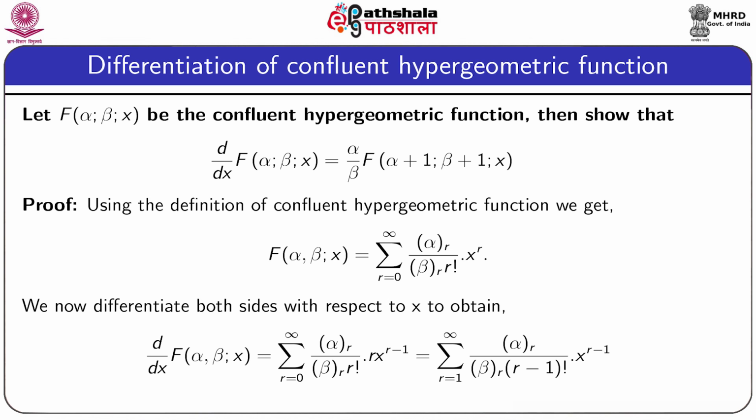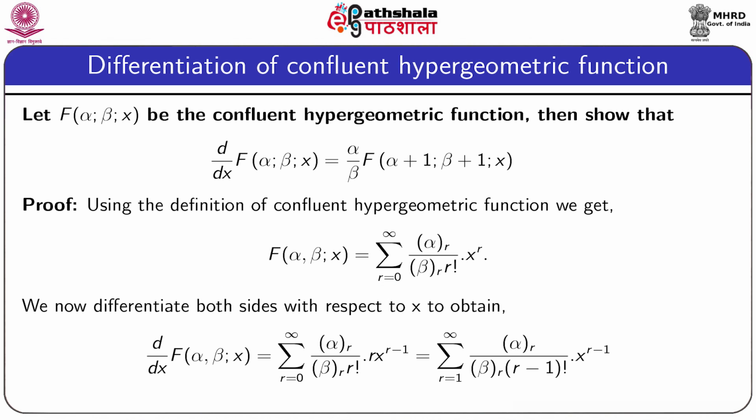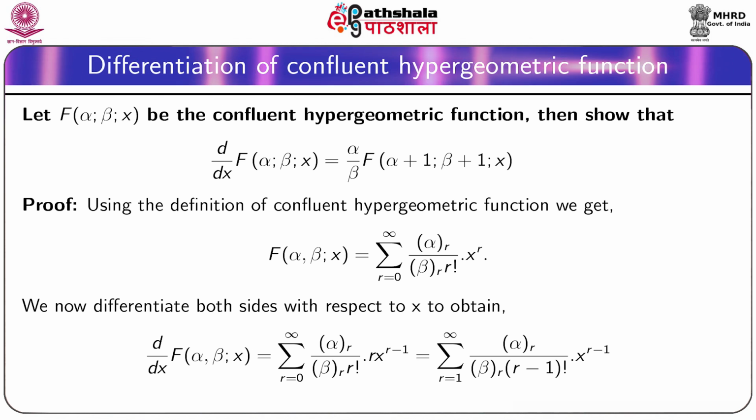We use the definition of the confluent hypergeometric function, and we get F of alpha, beta, x is equal to summation r equal to 0 to infinity, (alpha)_r divided by (beta)_r into r factorial into x to the power r, where (alpha)_r is equal to Pochhammer's symbol, which we have defined earlier.